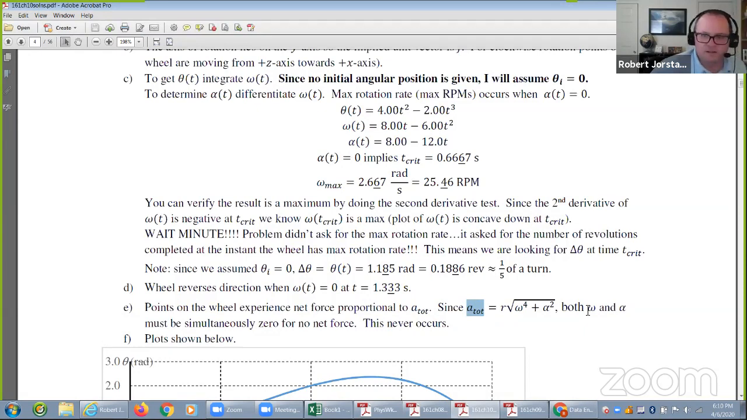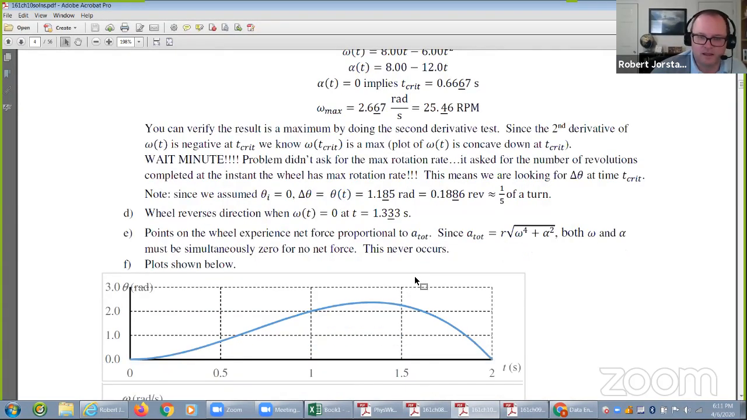So if you look at these plots, you could actually make these plots and see. At one of these times, or actually, we already did this work. We know at this time, alpha is equal to 0, but we still have omega. And we know that at this time, in part D, omega is equal to 0. And then you get some weird plot.